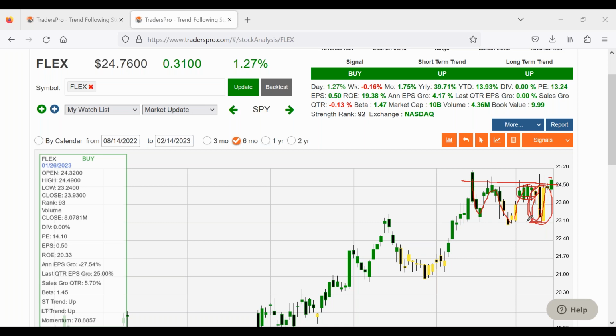Buyers bought it down here. They're buying it down here. It's just got to break out, and I would wait for it to break out. If it comes back down again, I'd be done with it. I wouldn't want to wait on that one.